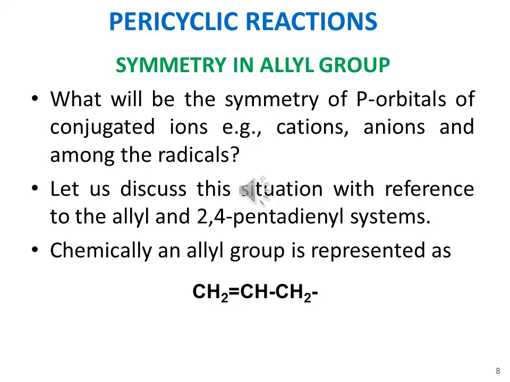Now, a very important question is: what will be the symmetry of p orbitals of conjugated ions, for example cations, anions, and radicals? In order to discuss the symmetry of p orbitals in conjugated ions, let us discuss this situation with reference to the allyl and 2,4-pentadienyl system. Chemically speaking, an allyl group is represented with a chemical formula that is shown on this slide.